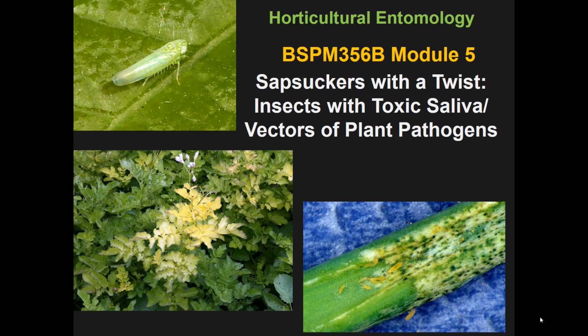This week we're going to continue with insects and mites as well that pull fluid out of the plant, but many of these are going to have a twist. They're going to have some toxic saliva that may cause some disorder in addition to just removing the sap from the plant, or they may be a vector of some kind of plant pathogen.